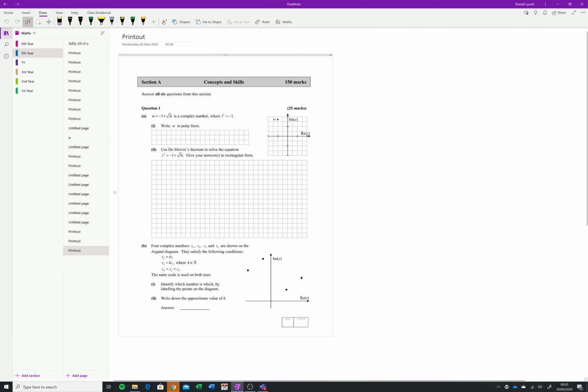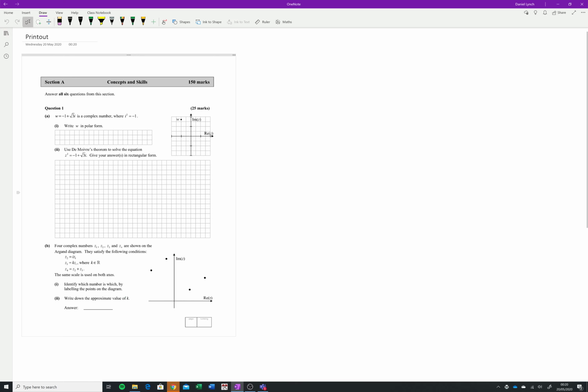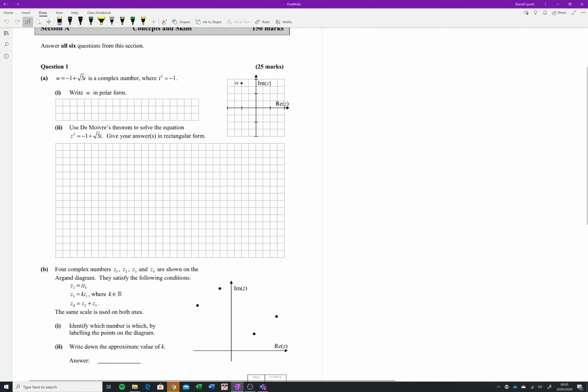Hi gents, we're going to have a quick look here at some revision topics, and we're going to pick coordinate geometry today. No, I tell a lie, we're going to do complex numbers. That looks a bit like coordinate geometry and it's got a few elements in it. But here we go, we'll have a look here at question 1.